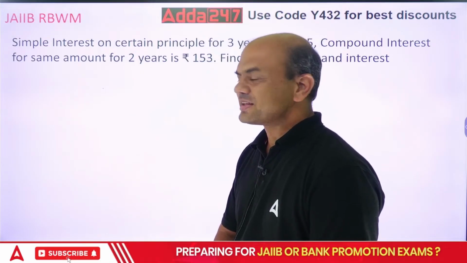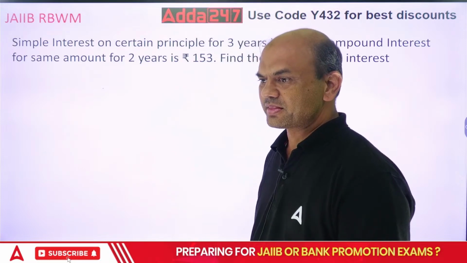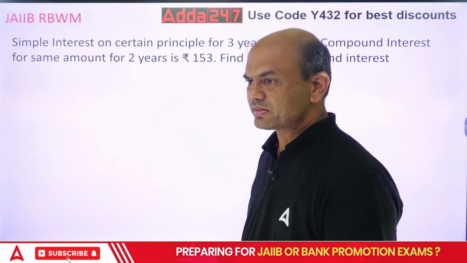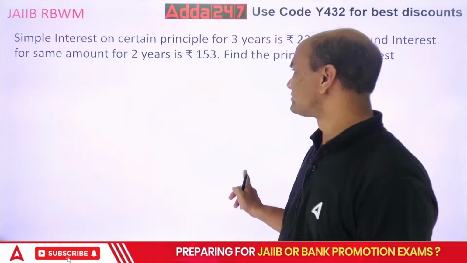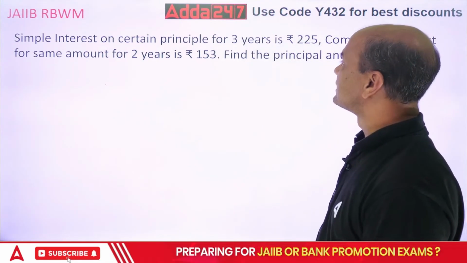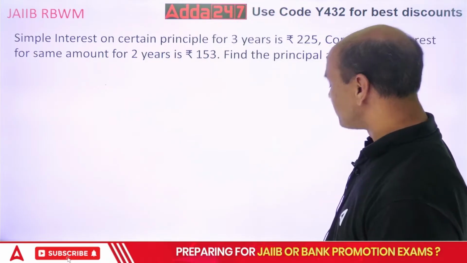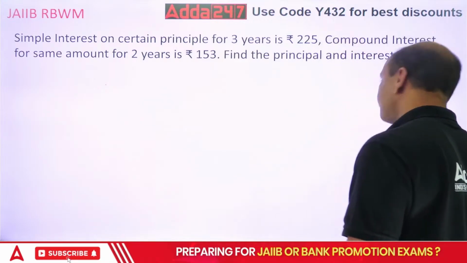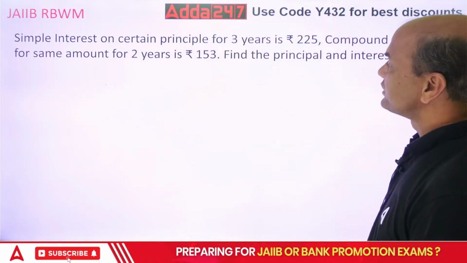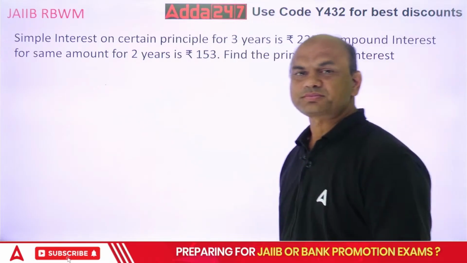Okay. Chalo. Let's start. Simple interest on a certain principal for 3 years is 225. Compound interest on the same amount for 2 years is 153. Find the principal and the interest.